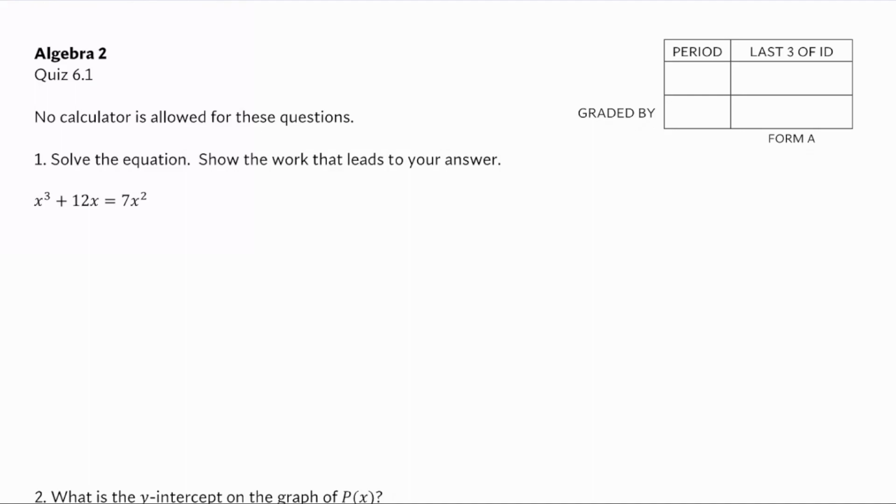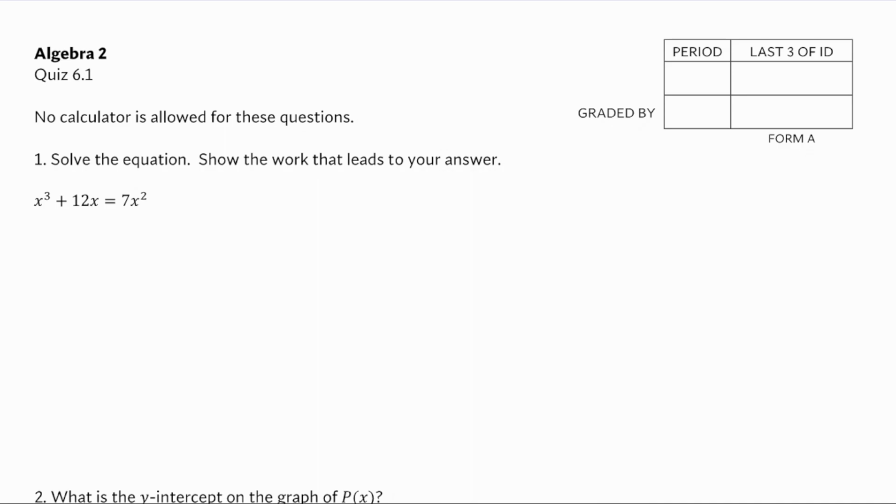All right, welcome. In this video, I'm going to be working Algebra 2 Quiz 6.1, which is over polynomial functions. There's going to be some solving equations and I think identifying some pretty basic aspects of polynomial graphs. So the first one is, solve this equation, show the work that leads to your answer.